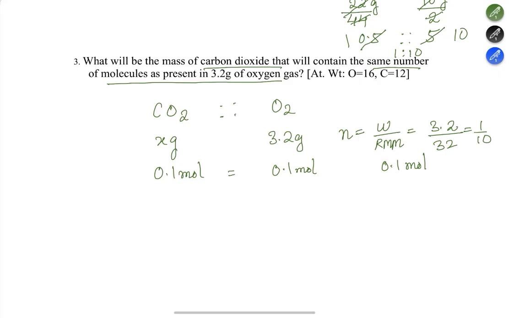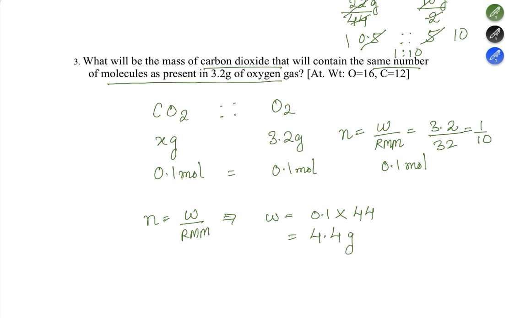So we got the moles here, but the question is asking for the mass of the carbon dioxide. So what can we do now? We can convert these moles of carbon dioxide to mass. Now how do we convert? Again we are going to apply the formula, which is moles is equal to the given mass upon the RMM of carbon dioxide. Now we have to calculate the given mass, which is W. The moles we calculated is 0.1. RMM of carbon dioxide, if you calculate, you will get 44. So the answer you will get is 4.4 gram.